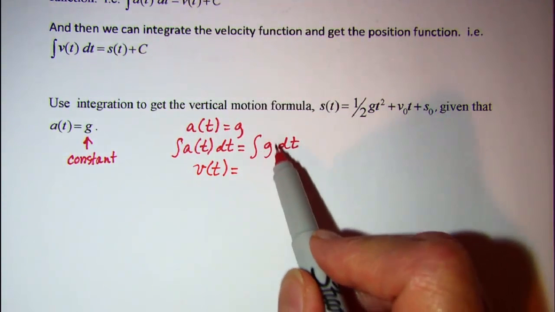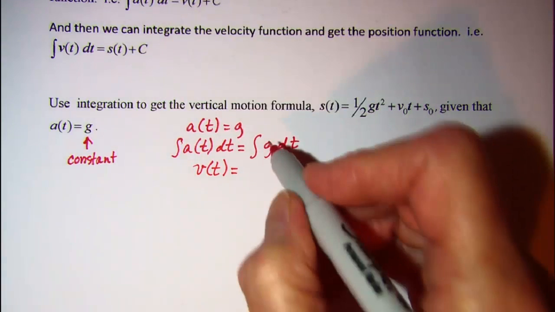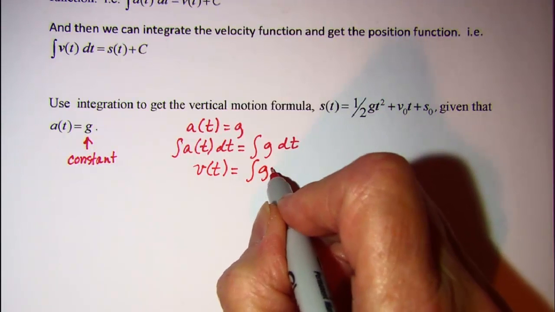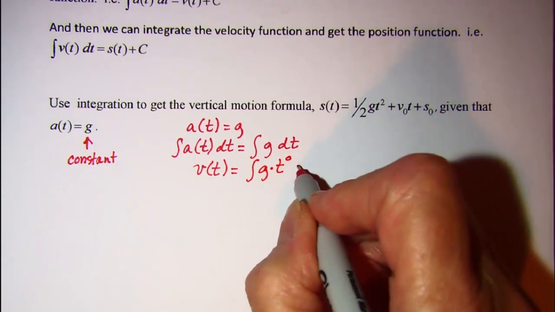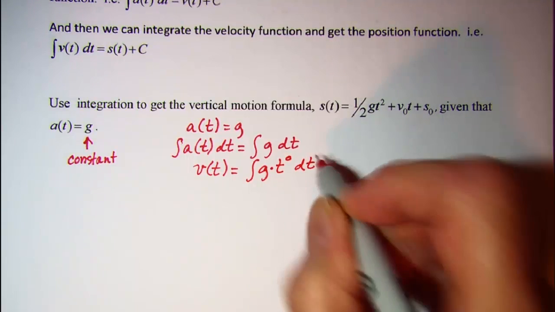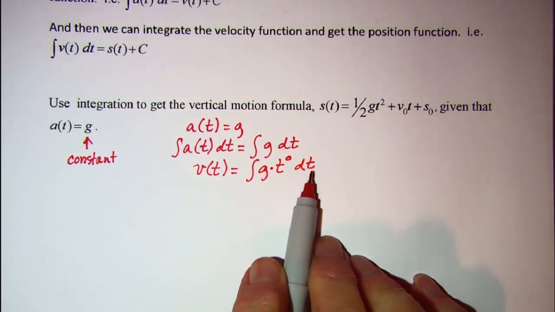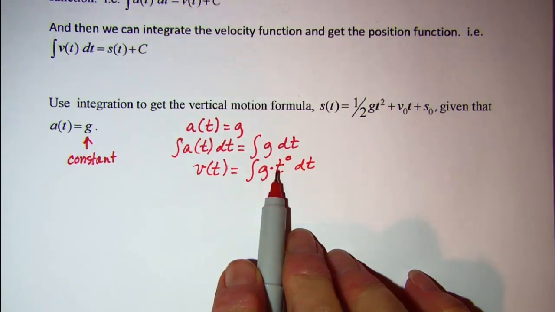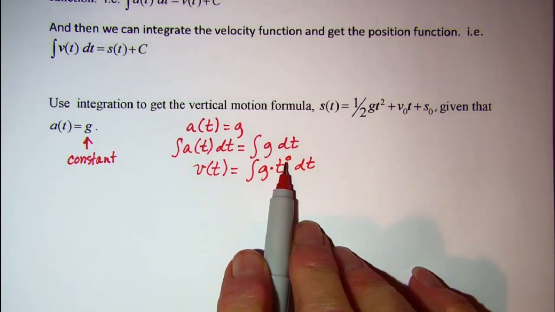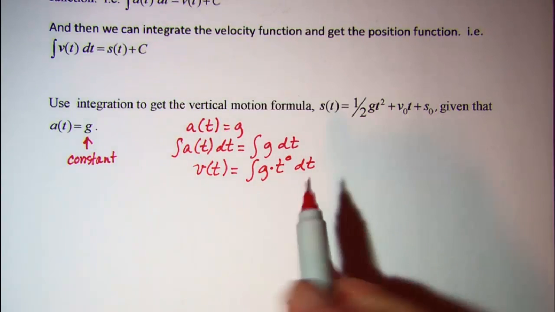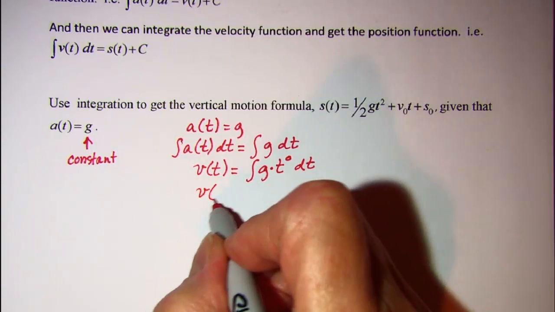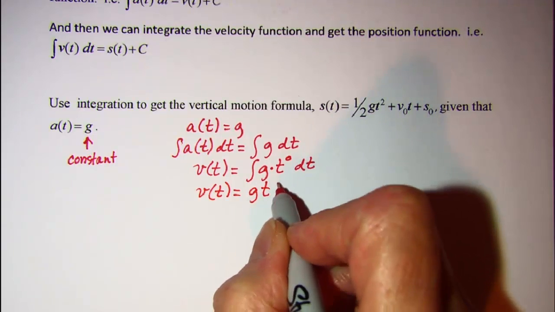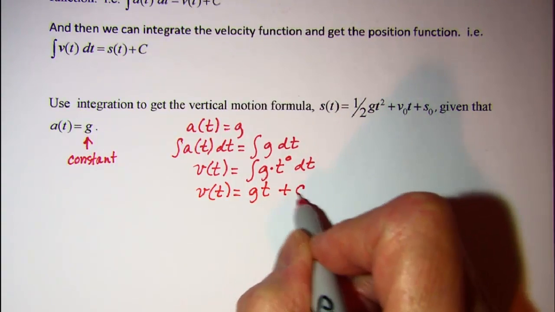And remember this is a number, so if we want, we can think of this as g times t to the 0 power. That'll help you remember, since we're integrating with respect to t, our variable is to the 0 power. So when we integrate, we increase the exponent by 1 and then divide by the new exponent. So I now have v of t is equal to gt to the first power plus a constant.